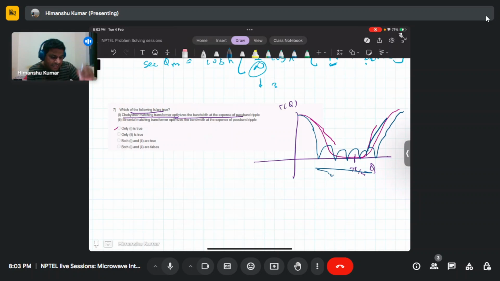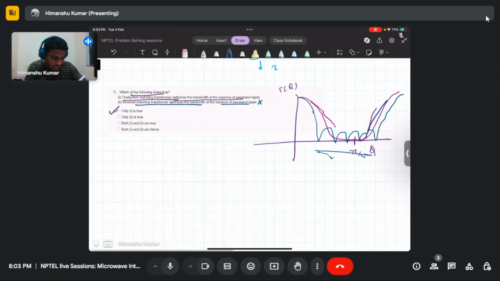So the second option is incorrect, because it says the binomial matching transformer optimizes the bandwidth at the expense of passband ripples. No, if the bandwidth is less, it does not optimize the bandwidth. The bandwidth optimization happens in the Chebyshev matching. So only the first option is correct, others are wrong.